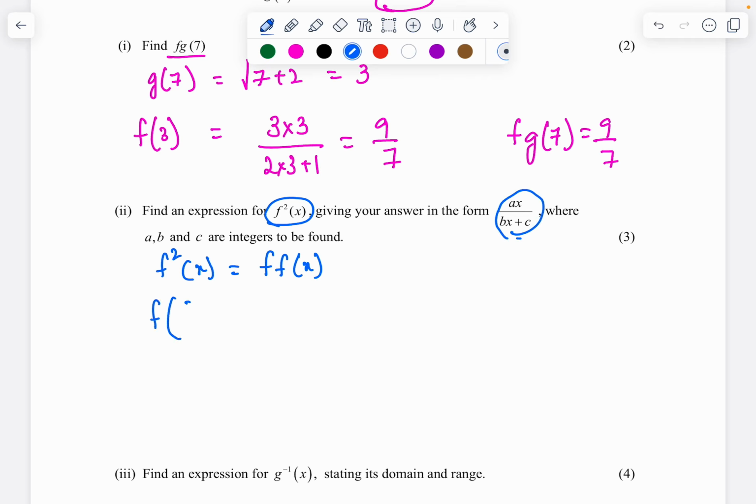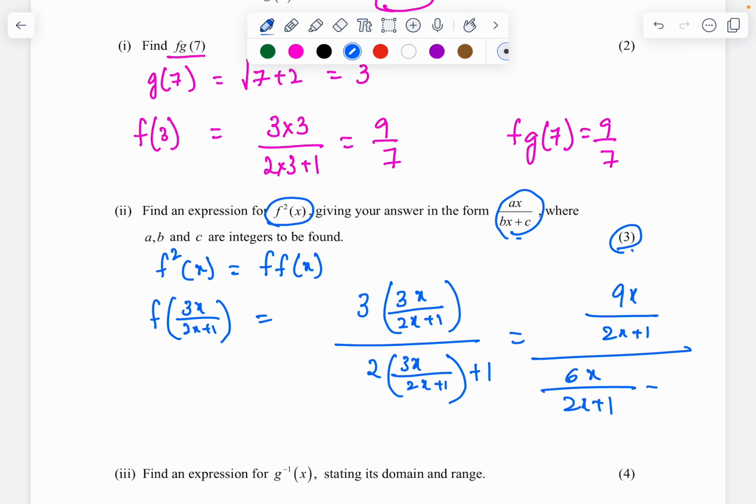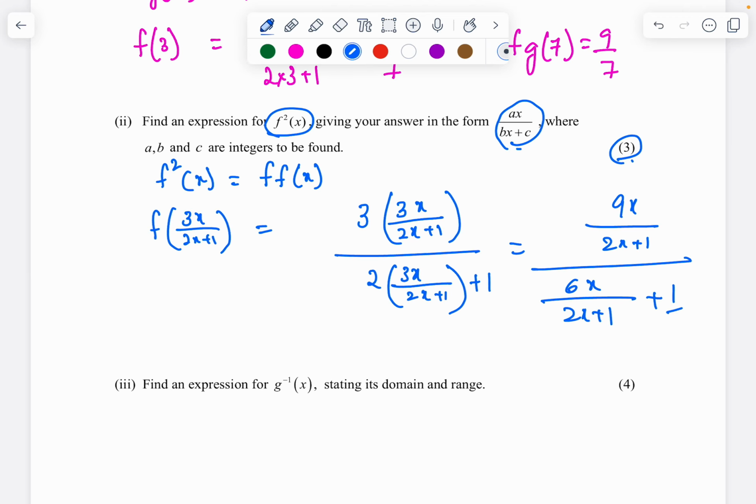Okay. So put f of 3x over 2x plus 1. So this is a little complicated, but let us try. I'm going to put, wherever I have x, the f there. So the numerator is 3 times 3x over 2x plus 1, and the denominator is 2 times 3x over 2x plus 1 plus 1. So first let us deal with the numerator: 3 times 3 is 9x over 2x plus 1, and the denominator is going to be 6x over 2x plus 1. Let us solve the denominator first.